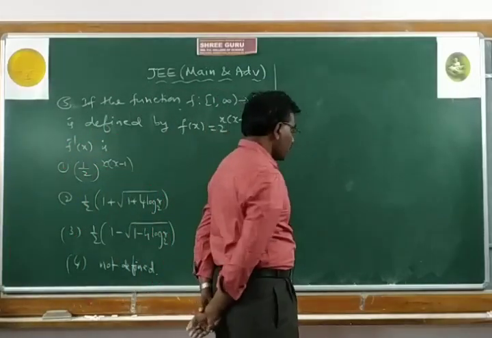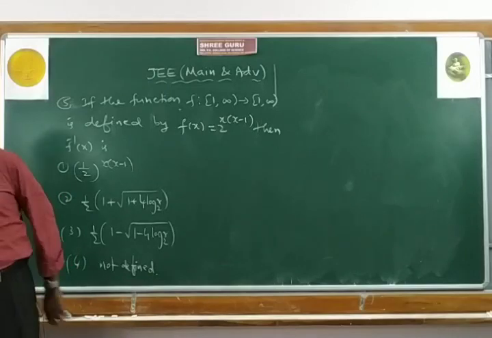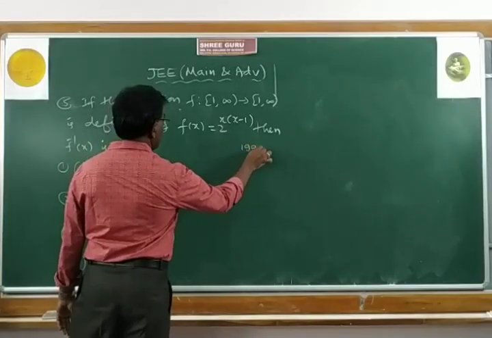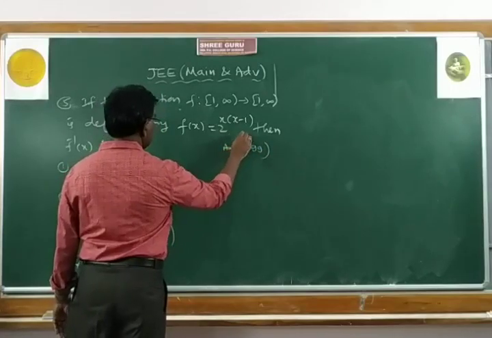So this is question number 5. Even this also previous question, I think 1999. This is 1999. Advanced only.